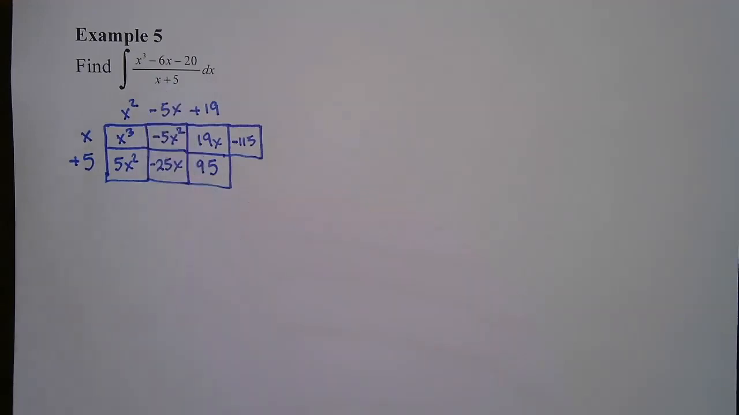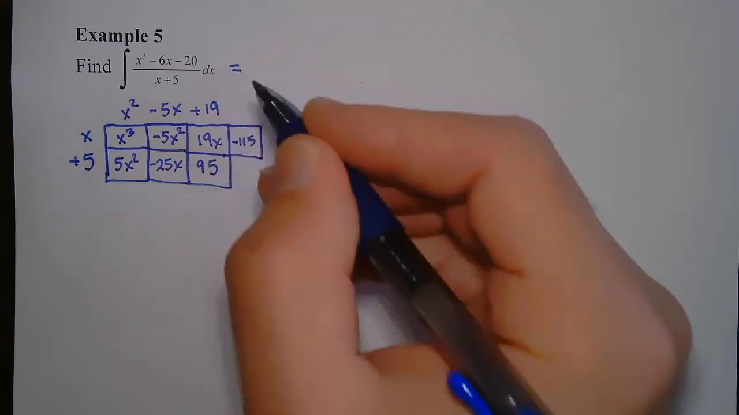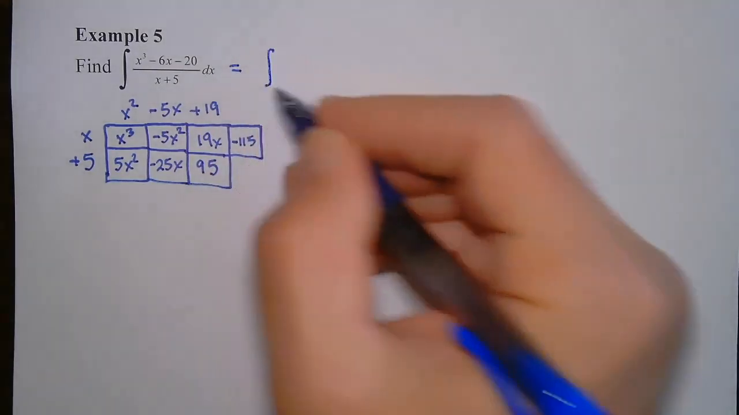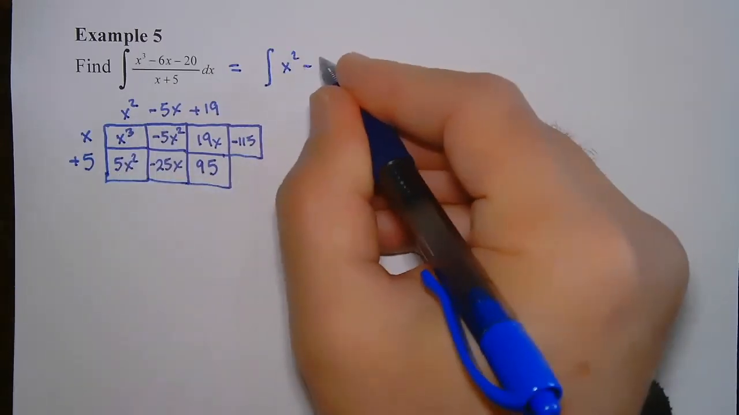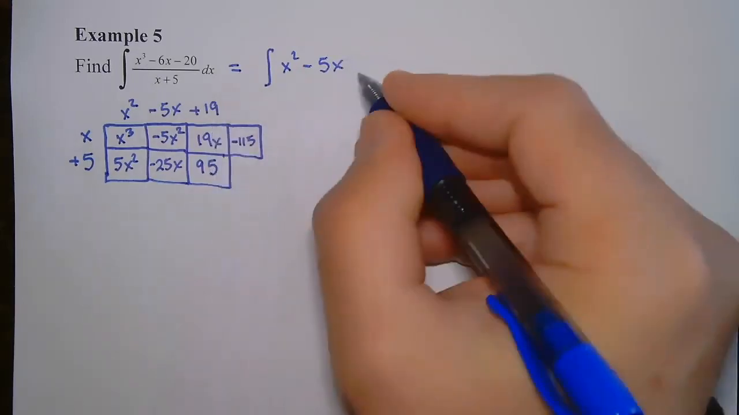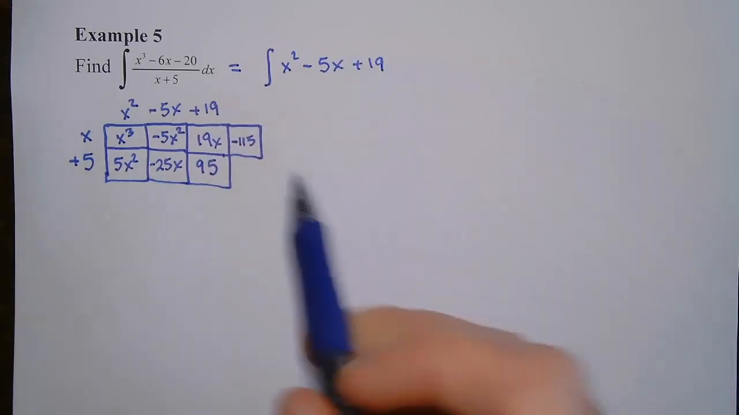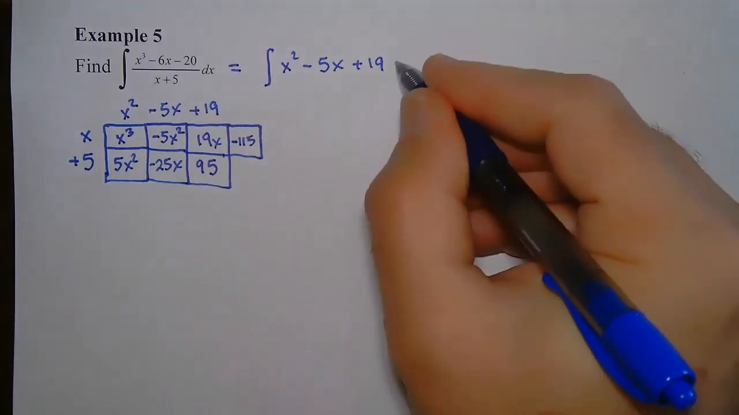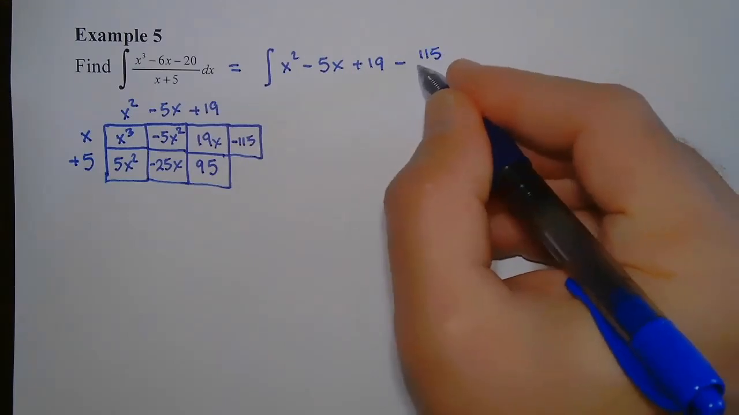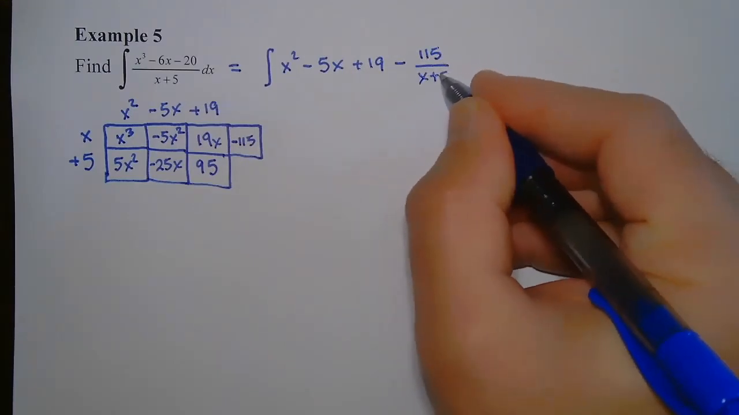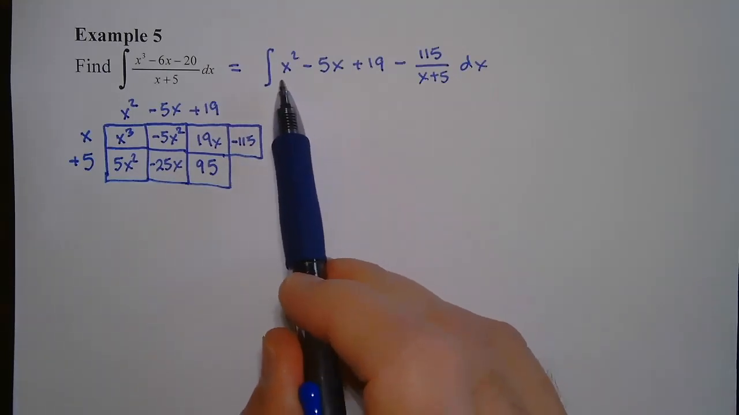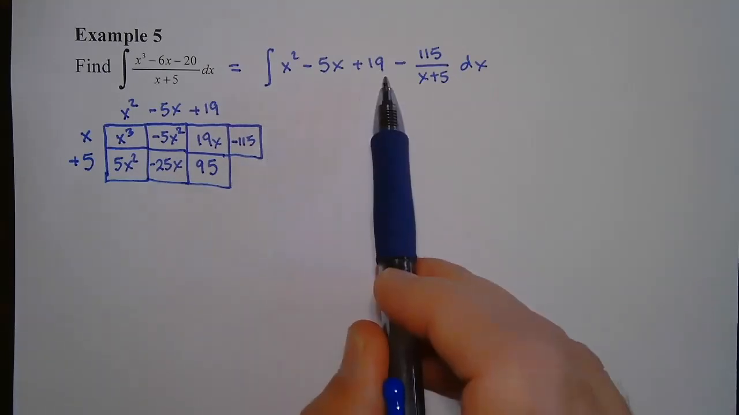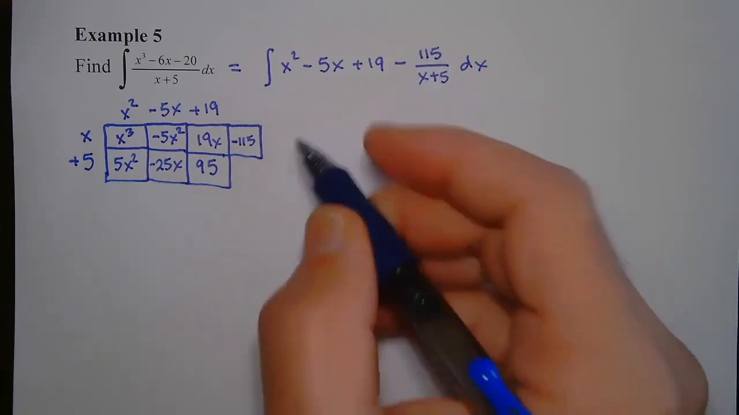All right. Okay, so rewriting this, we wind up with the integral of x squared, that's that term right there, minus 5x plus 19. And then our remainder is negative 115. So we're going to write minus 115 over x plus 5 and then dx. Okay, now we can break this into two integrals, one for this polynomial and then one for this, okay? So that's what we're going to do next, okay?